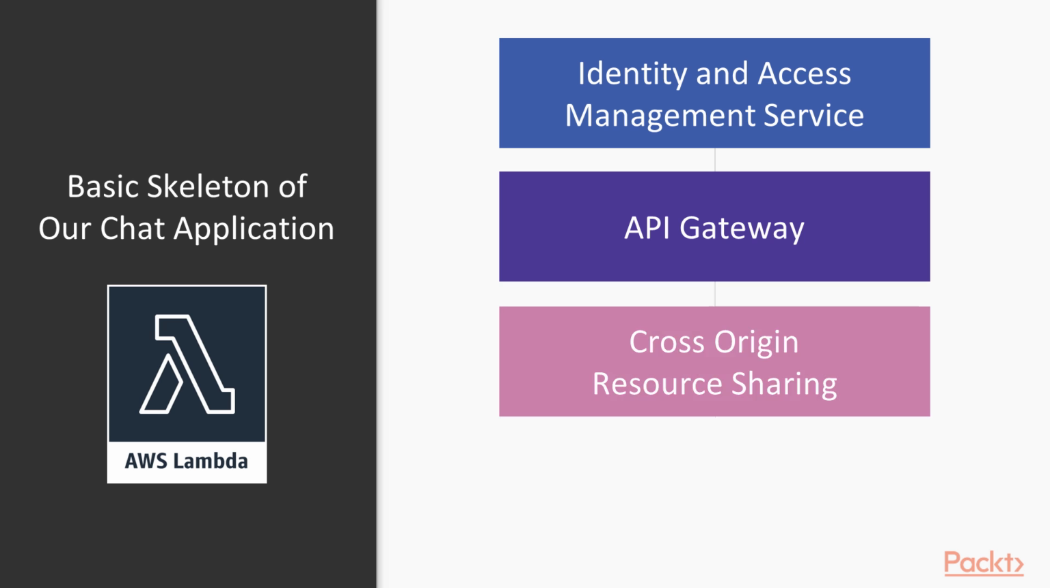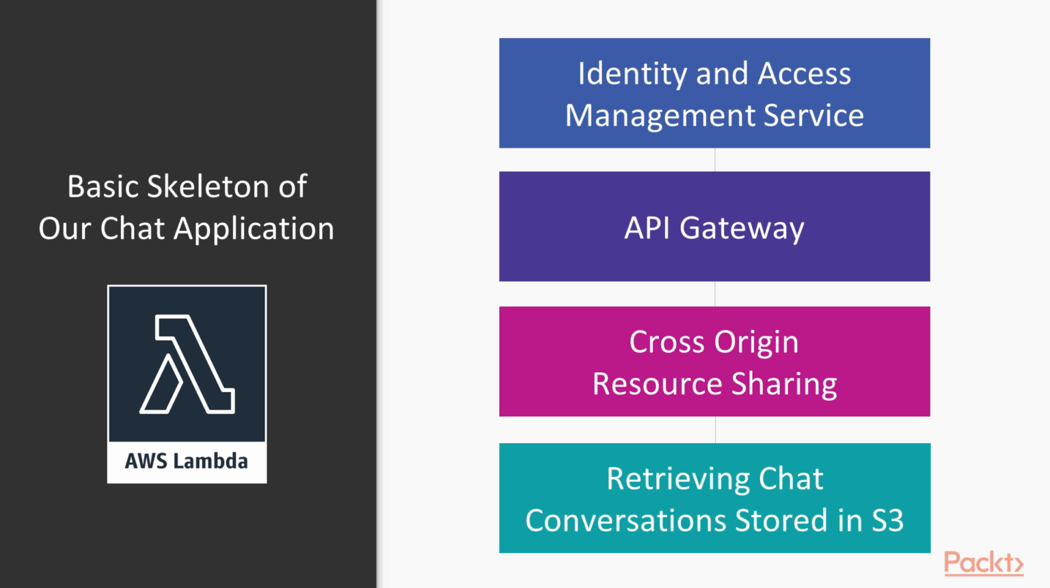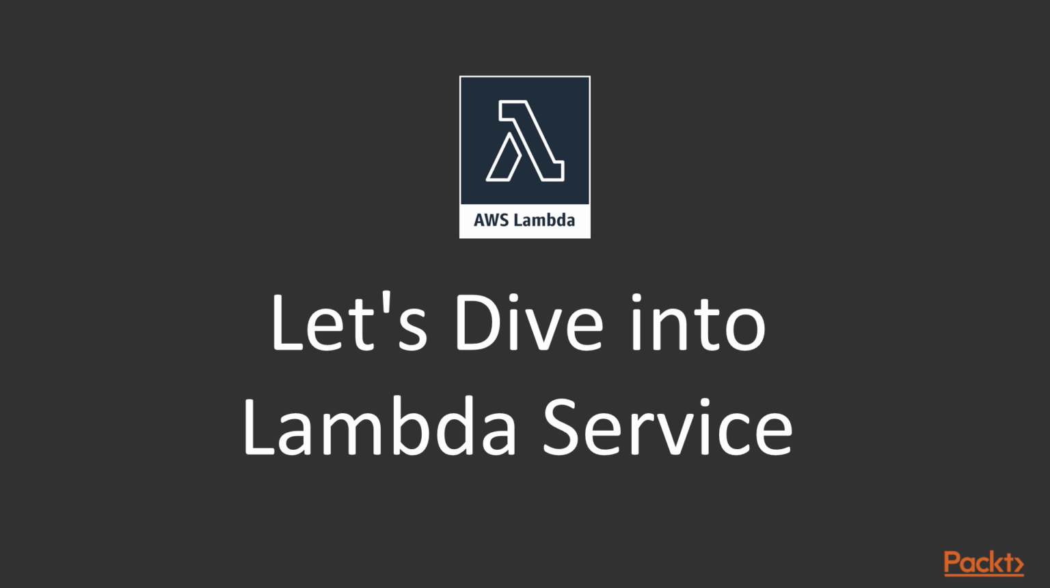We'll also introduce cross-origin resource sharing, or CORS for short, to grant access to the web clients to the services they need on the backend. And by the end of this section, we'll be retrieving chat conversations stored in S3 through the API gateway and Lambda, which gets us a lot closer to having a real application. There's a lot to cover here, so let's dive in and finally see what the Lambda service is for.